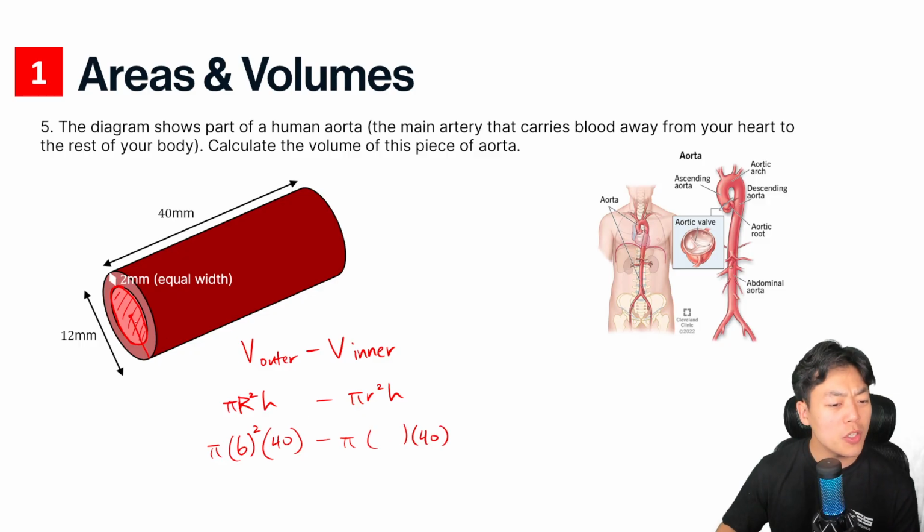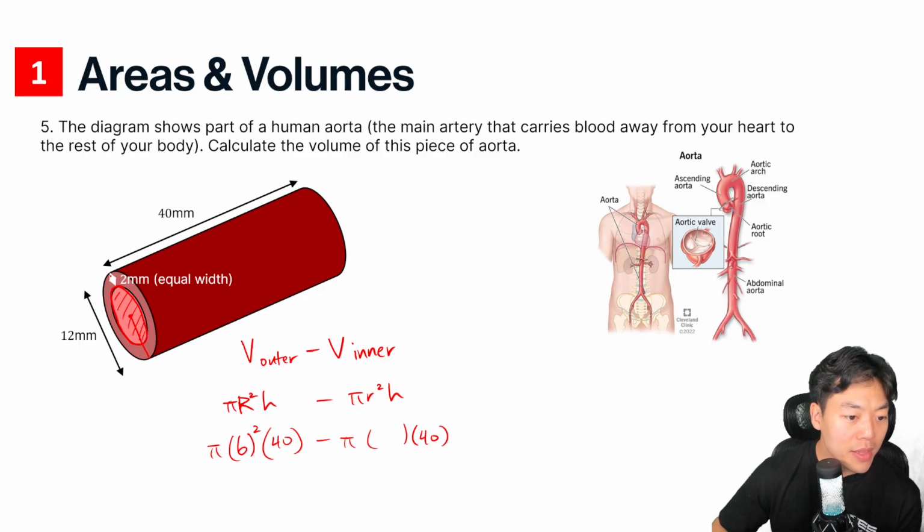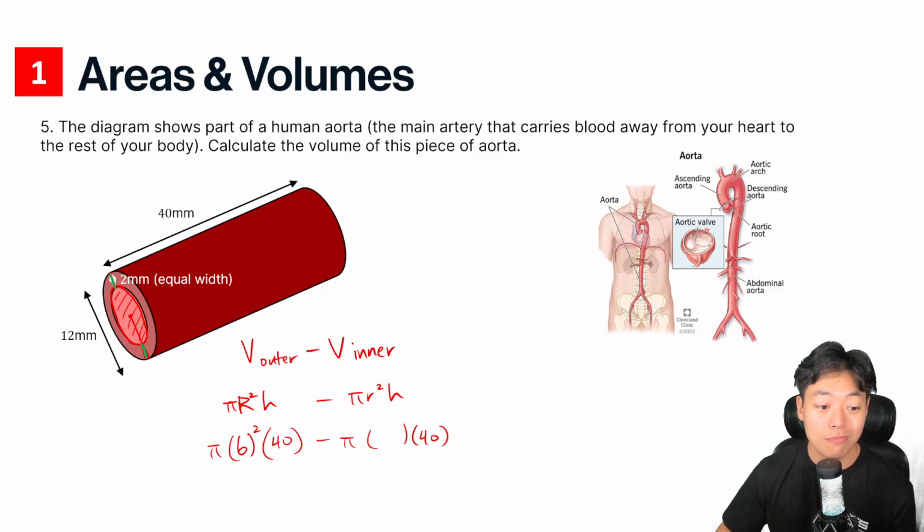And what's our smaller radius then? We're given that this right here is 2 millimeters. Therefore, this other side right here will also be 2 millimeters. That's 4 total that we're subtracting from 12 to get 8, and half of 8 will be 4. Another way we could have done this is we know that the radius of the outer cylinder is 6, subtract 2 from it to get 4.